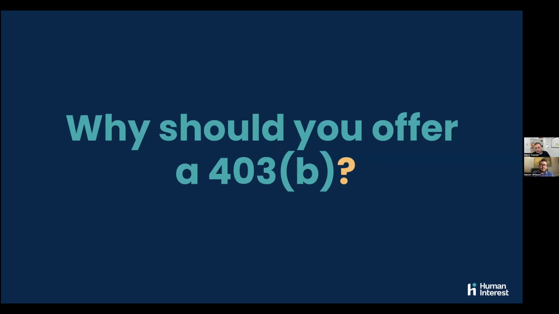Okay, perfect. So another question for you, and it's very similar to the one that was in the Q&A. If I was a nonprofit business, why should I offer a 403b benefit to my employees? Yeah, and the answer to this is both huge and small at the same time.